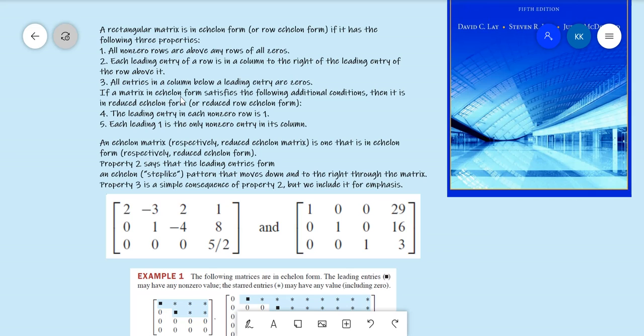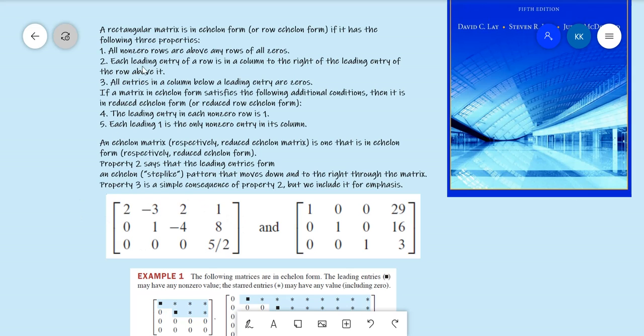If a matrix is in echelon form and satisfies the following additional conditions, then it is in reduced echelon form. The leading entry in each non-zero row is 1. Each leading one is the only non-zero entry in its column. So let's see this example first. This is a reduced echelon form.